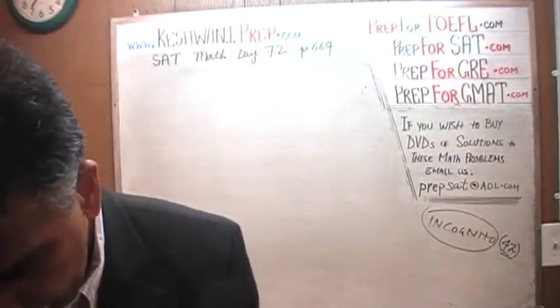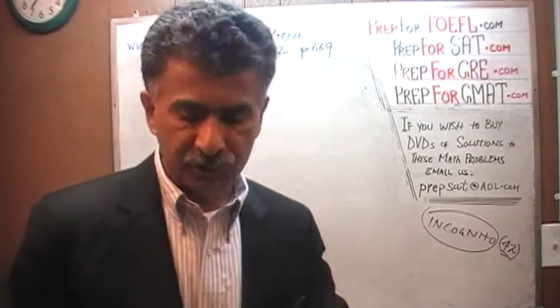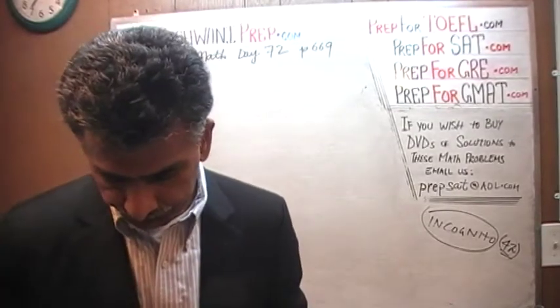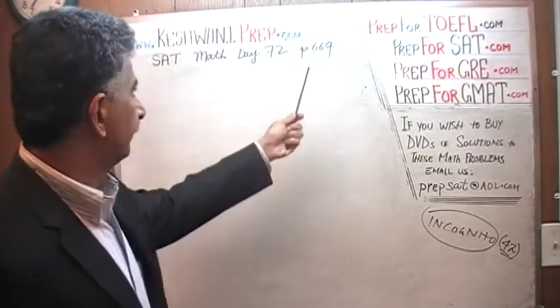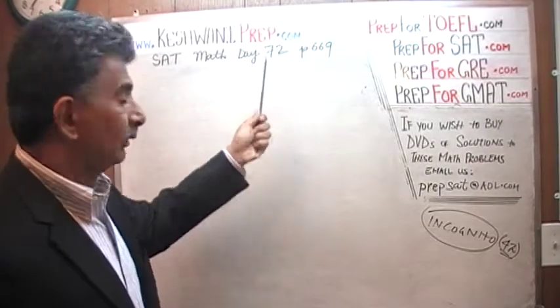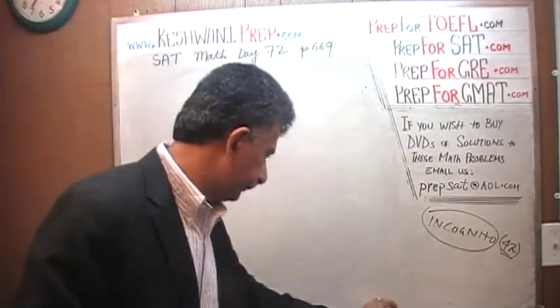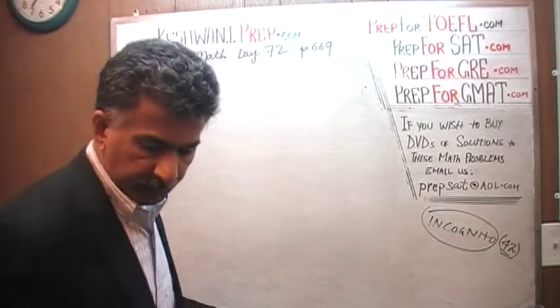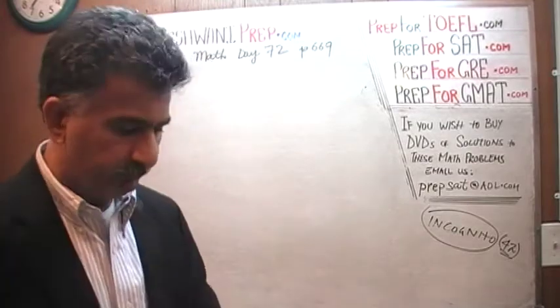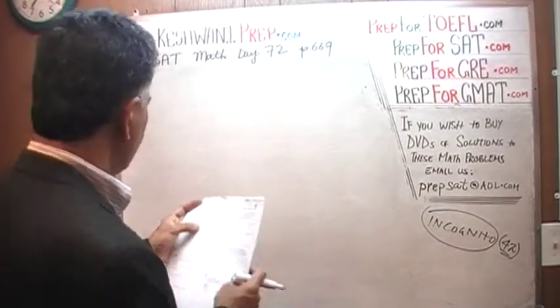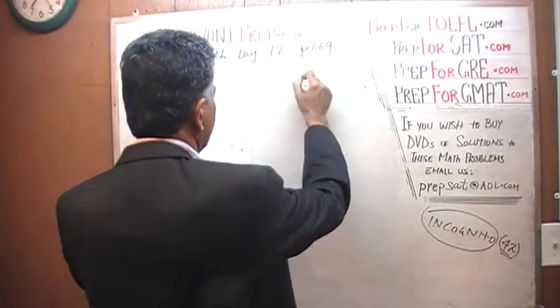The problem that we are about to solve is the one that you will find on page number 669. Page 669. Today is our lesson number 72. Let's take a look at it. Number 6 is what we're going to do. Very first problem on the page. And they give us a little graph here. I'm going to reproduce it here.